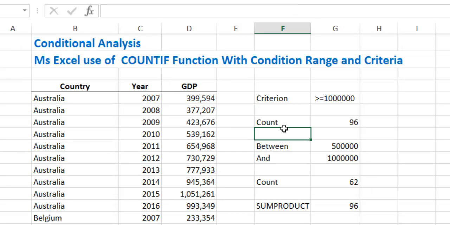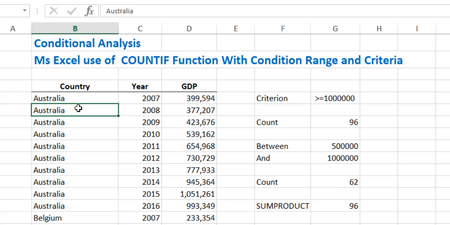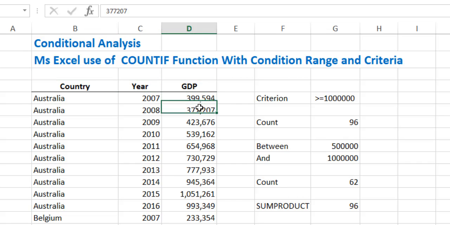In this data sheet and this video, conditional analysis in MS Excel, use of COUNTIF function with condition, range and criteria. Here again is the same sheet which we have studied in one of our previous videos and lessons. The country name column, the year column, and the GDP amount of the country column.